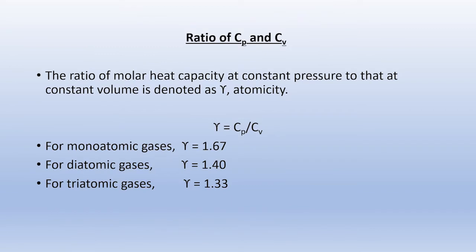Now the ratio of Cp and Cv, that is the ratio of molar heat capacity at constant pressure to that at constant volume, is denoted by a term called atomicity, and it is represented as gamma. So we can write gamma is equal to Cp by Cv. This gamma value depends on the nature of gases. For monoatomic gases, gamma value is 1.67. For diatomic gases, it is 1.40, and for triatomic gases, it is 1.33.